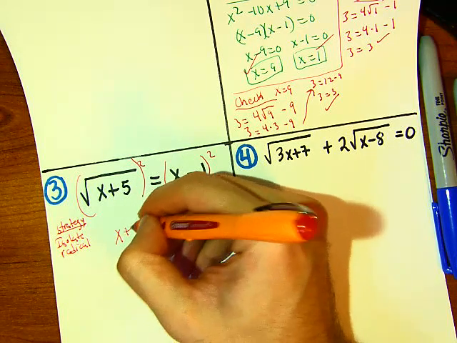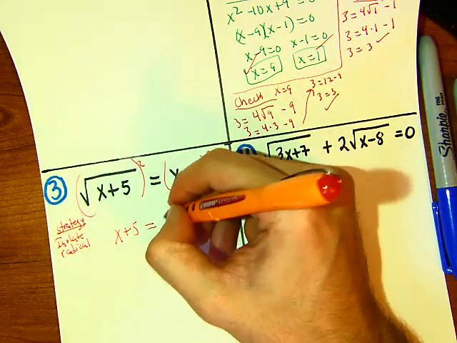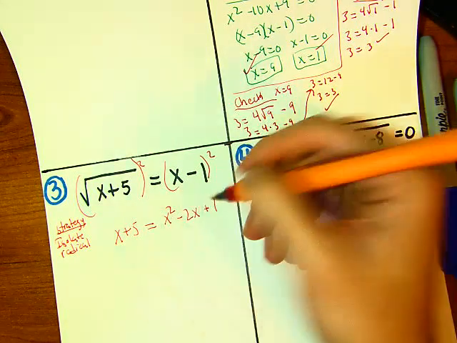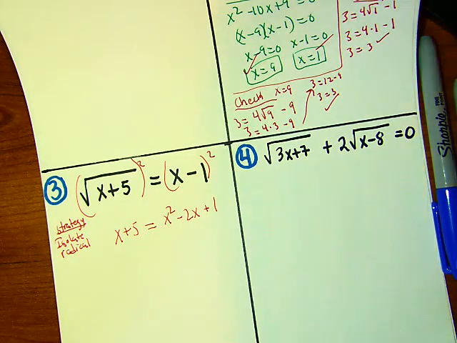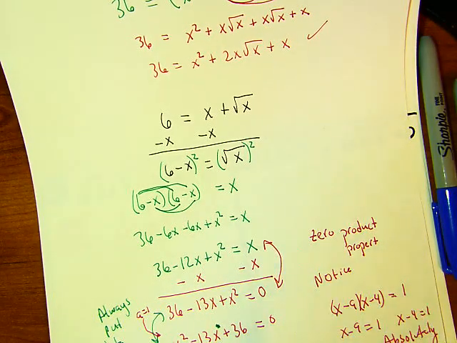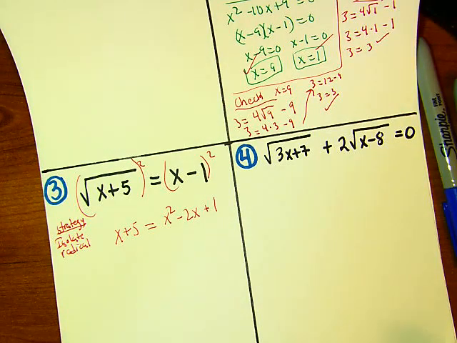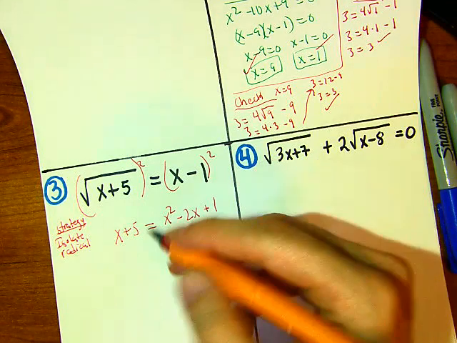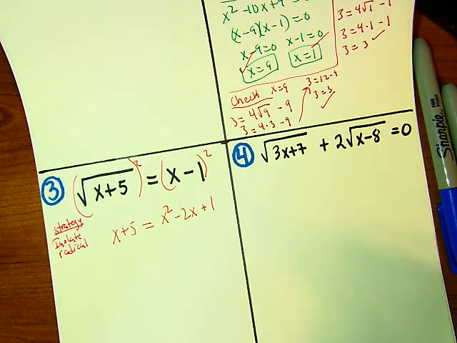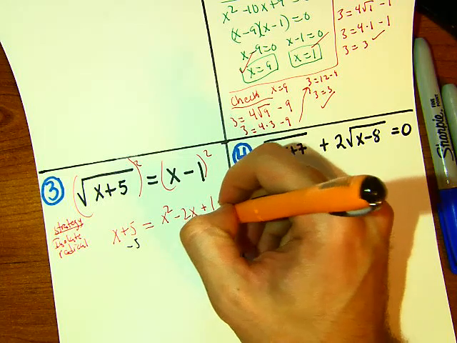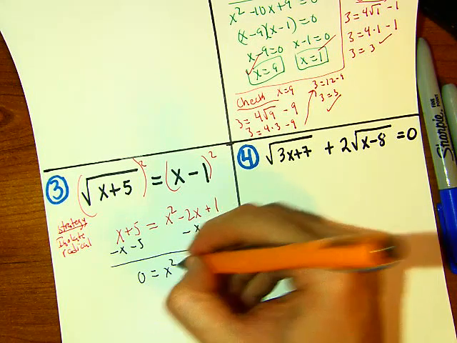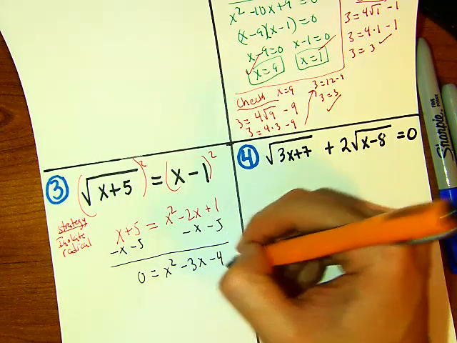This squared is what? x plus 5 is equal to, now this squared will be x squared minus 2x plus 1. Okay? Now here, same idea: get 0 on one side. Always try and get 0 on one side when you have degree 2 so we can use our factoring techniques. So here, if we were to get 0 on one side, let us minus 5 and minus x. So what do we get? 0 is equal to x squared minus 3x minus 4.